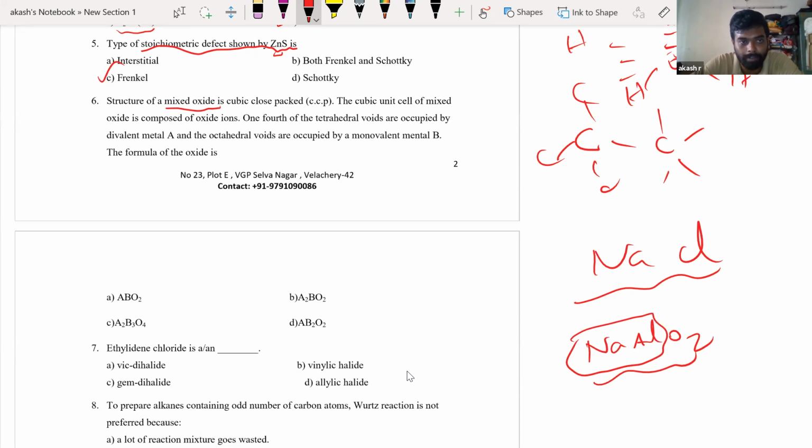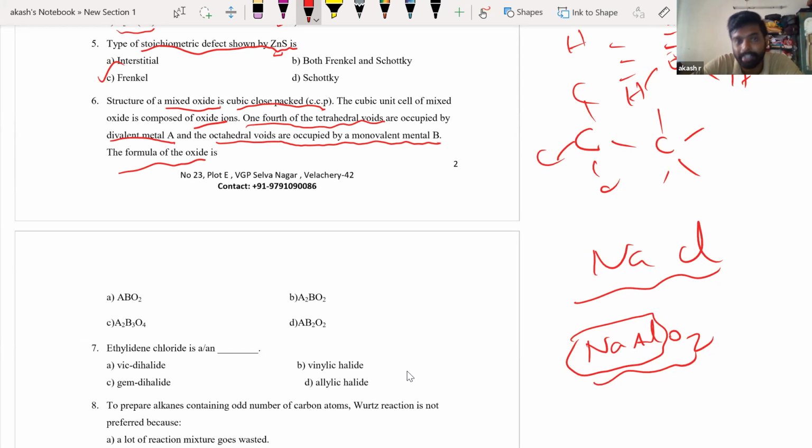So the structure of the mixed oxide is a cubic close packed structure. The cubic unit cell of the mixed oxide is composed of oxide ions. 1/4 of the tetrahedral voids, again a very important point, are occupied by the divalent metal A, and all the octahedral voids are occupied by the monovalent metal B. What is the formula of the oxide?